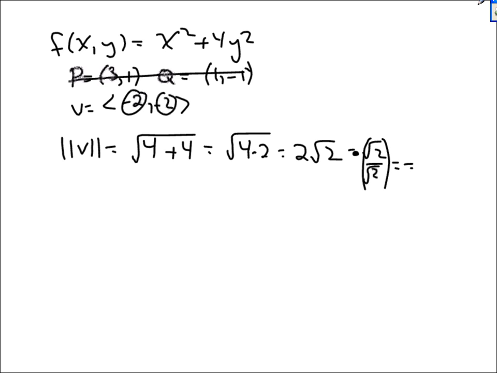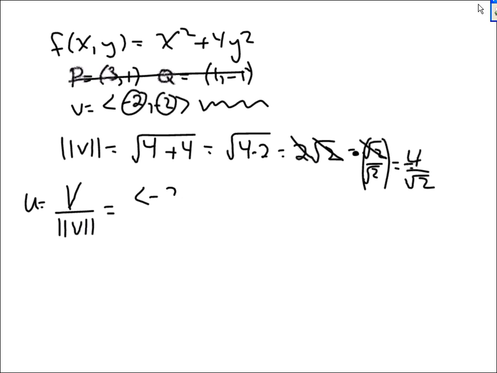Multiplying by 1. The top will be 4. Square root of 2 times square root of 2 is 2. Times another 2 is 4. Divide by square root of 2. You'll see why I did that. Because I want u to equal v divided by the length of v. I want it to be negative 2 divided by 4 over the square root of 2. There are no radicals in the bottom now.